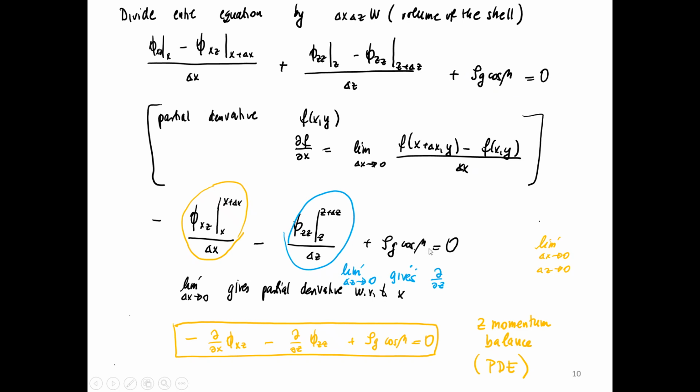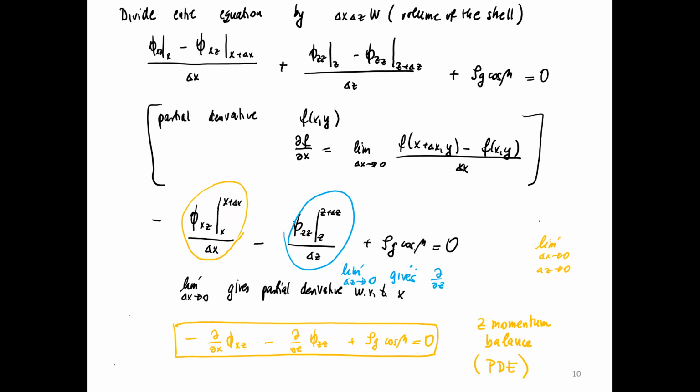G cosine beta is my z component of g in that coordinate system, is equal to 0. And then I take the limit when I shrink this shell to a point, when delta x and delta z go to 0. And that gives me partial derivatives of these things. This is how I in general obtain differential equations that rule from any kind of balances of anything.